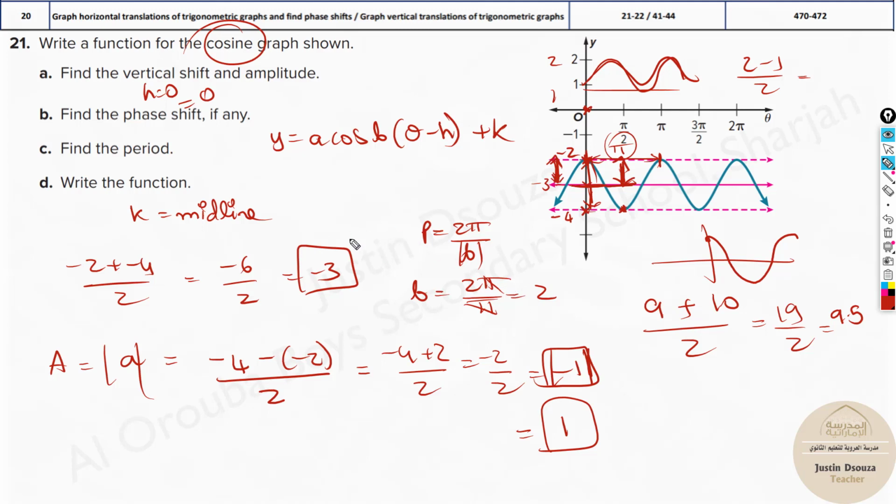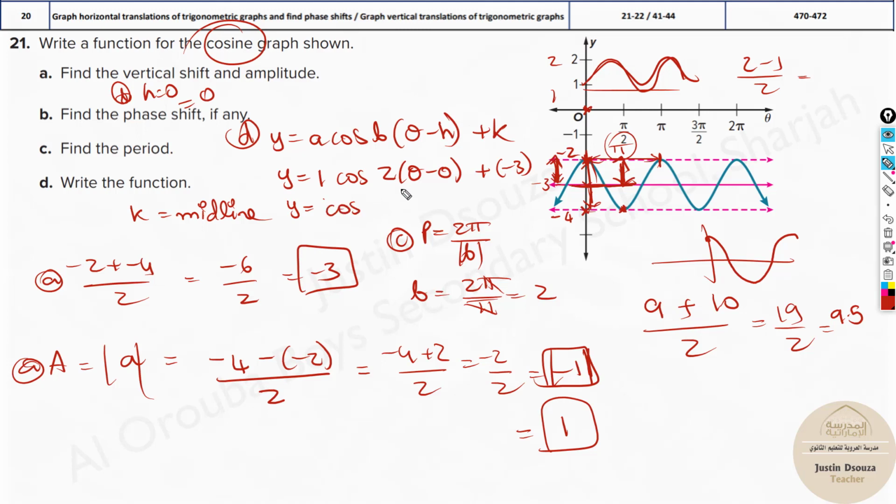Now write the equation. Right here this is a, then this is b. Write it in order in your exam, and c. And now we will write the equation. Y is equal to 1 cosine function. B is 2 times theta minus 0 plus k is minus 3. Right over here, this is the k value. So minus 3. So the final function equation would be cosine. Now theta minus 0 is theta itself, so I'll write 2 theta here minus 3. That is the answer. So the final answer must be like that.